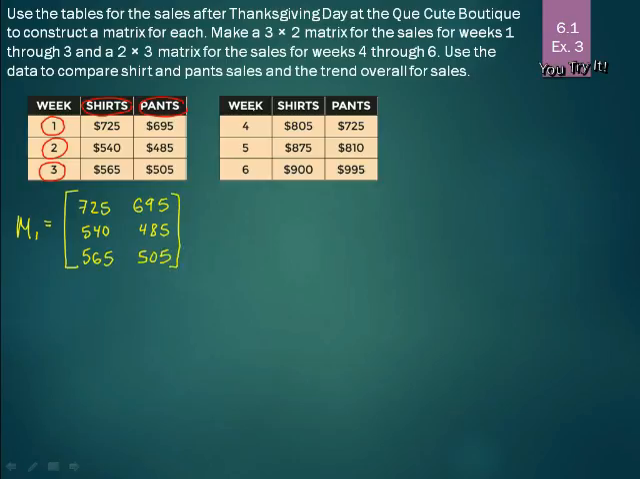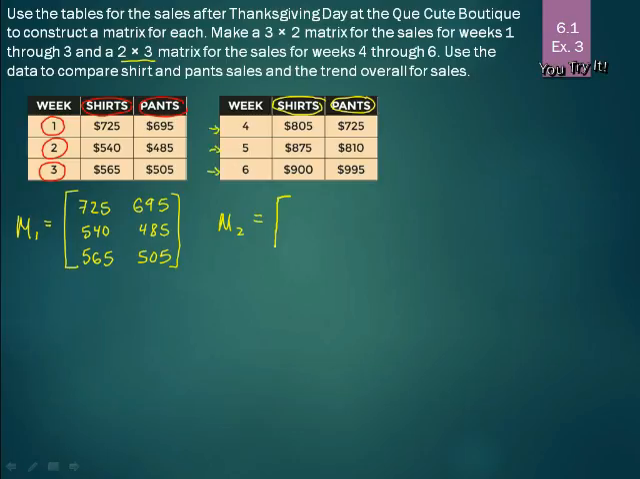And then for the next one, we're going to have only 2 rows this time. And so we could use shirts and pants here for our rows if we just want 2 rows. And so we can call this matrix 2. So we'll have our shirts and pants as our 2 rows, and then we could use our weeks as our columns, so 4, 5, and 6.